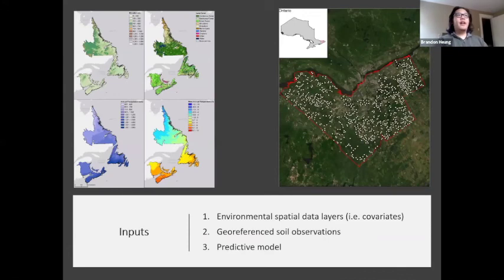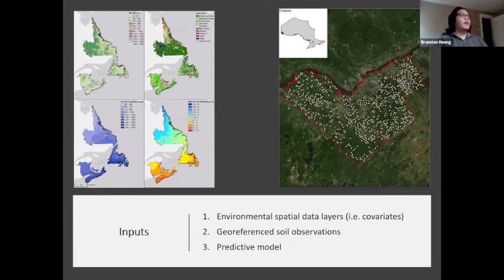To fully understand the challenges related to digital soil mapping, one needs to understand how these maps are made. In other words, what are the inputs and what comes out of the mapping process, in other words, the outputs. To oversimplify things, I'll say that there are three ingredients.